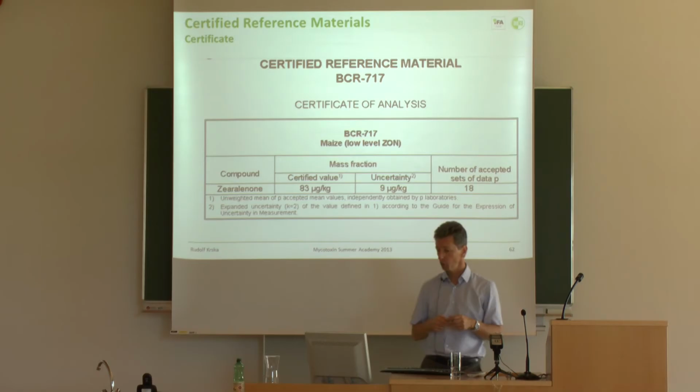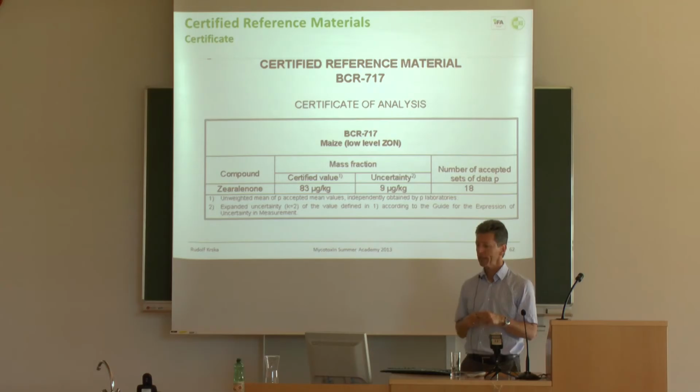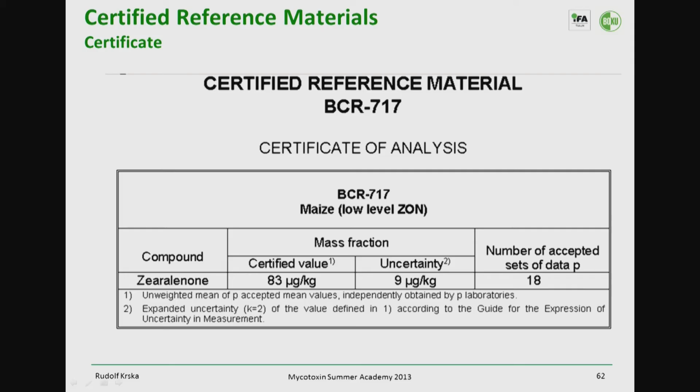So how does a certificate which accompanies a certified reference material look like? We've got a compound here, zearalenone, an estrogenic mycotoxin. We've got a certified value of 83 microgram per kilogram, an uncertainty of 9 microgram per kilogram, which corresponds to the expanded uncertainty within a confidence level of 95%. We had 18 laboratories participating here, contributing to this mean value, this certified value.